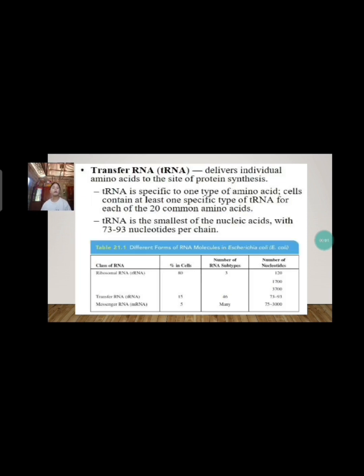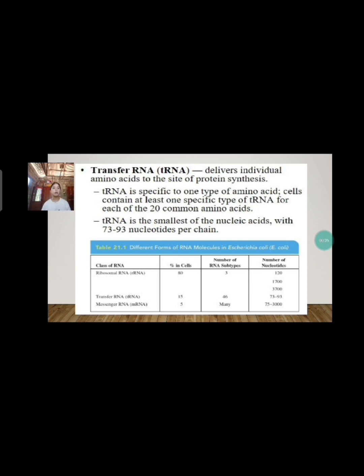So we are now at the transfer RNA, or tRNA. tRNA delivers individual amino acids to the site of protein synthesis. tRNA is specific to one type of amino acid. Cells contain at least one specific type of tRNA for each of the 20 common amino acids. tRNA is the smallest of the nucleic acids, with 73 to 93 nucleotides per chain.